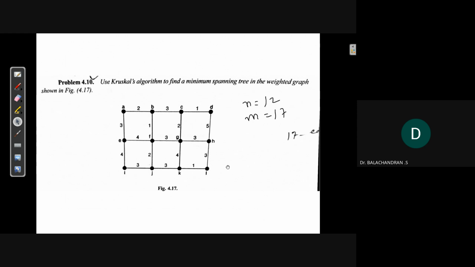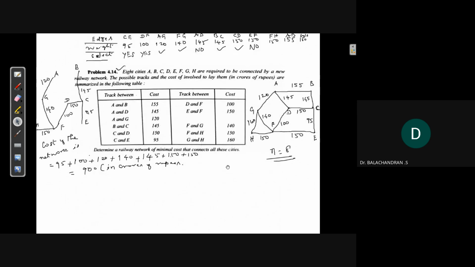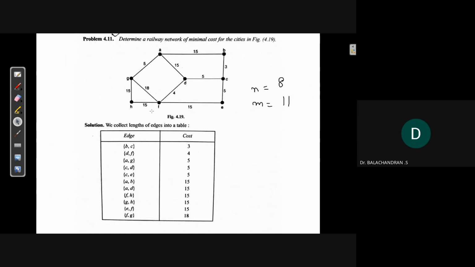It has 12 vertices, so you need to find 11 edges. Again this problem contains 8 vertices, you need to find 7 edges for this problem. This problem is slightly different, but this is the last problem in Kruskal. So how does it differ from the other problems? Here they don't give the graph. In all the remaining problems they gave the graph, and you can easily write the table.